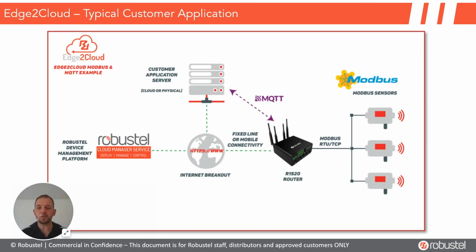And as we just alluded to, this really is the place we see by far the most applications, taking Modbus, putting it into typically an R1520 router. It seems to be very popular for this purpose. And then just transmitting that data, those Modbus reads, straight to the cloud.